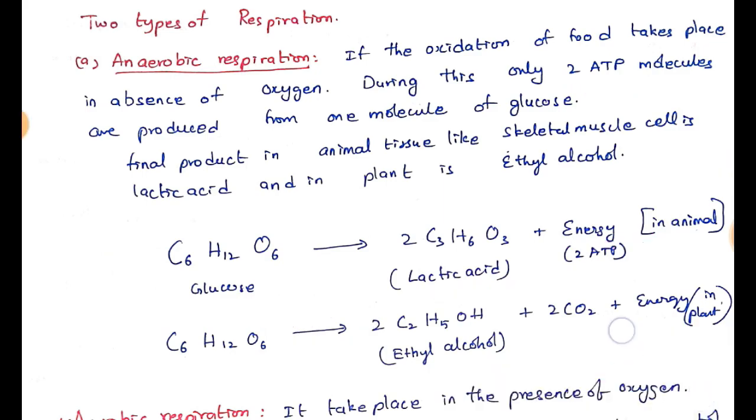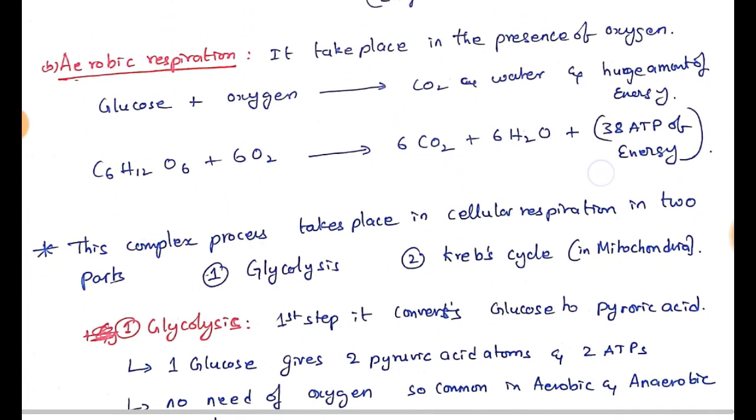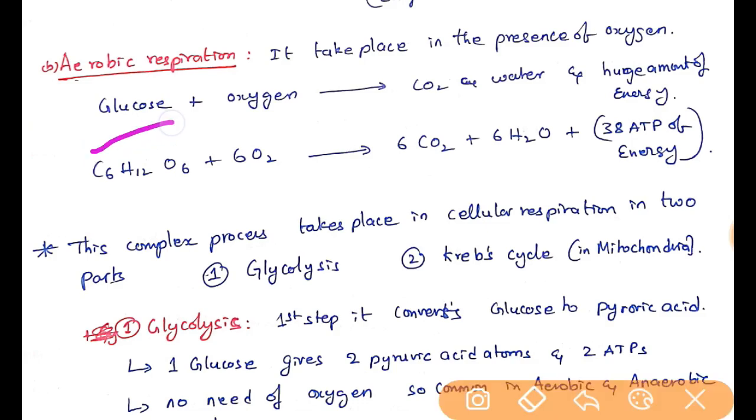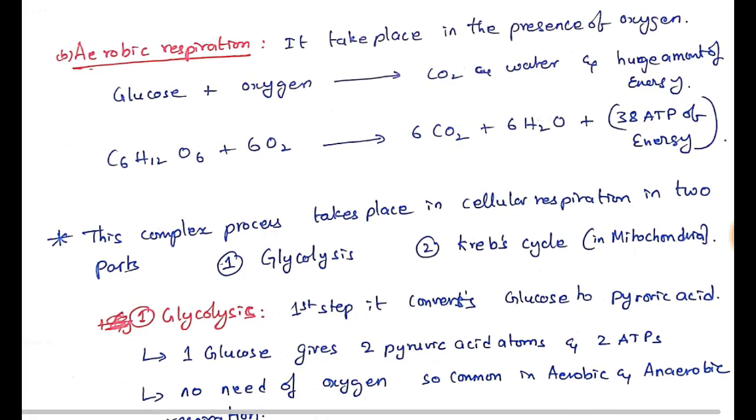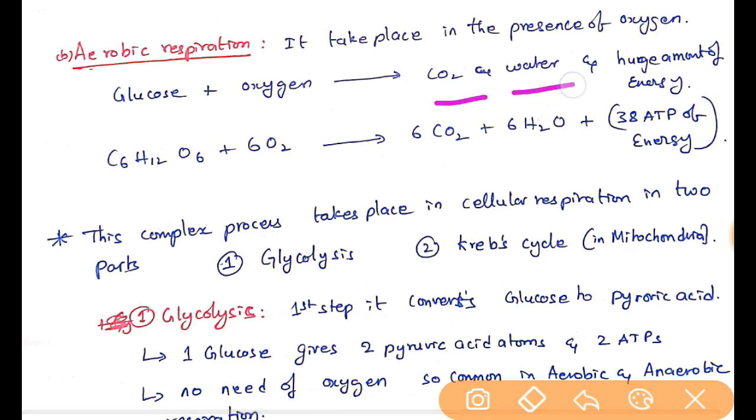Now we will see aerobic respiration. Aerobic respiration is nothing but respiration that happens in the presence of air or oxygen. Here you can see that glucose combines with oxygen because oxygen is available there. So complete breakdown of glucose is witnessed in aerobic respiration, and the end products are CO2 and water with a huge amount of energy. How much energy? 38 ATP of energy.